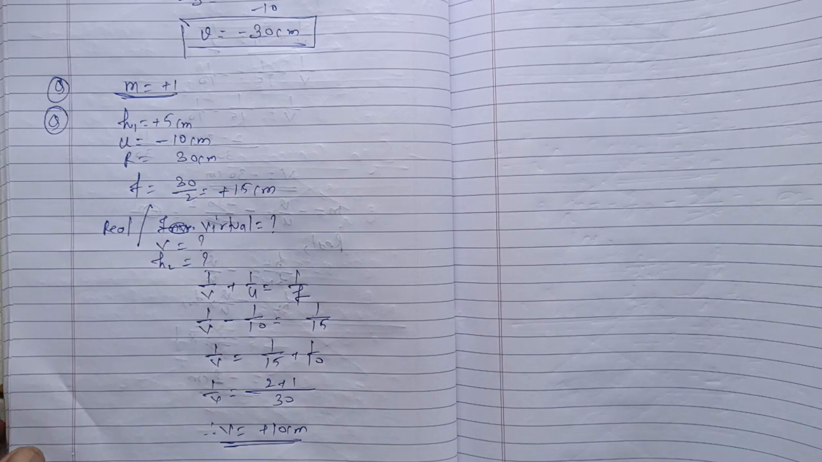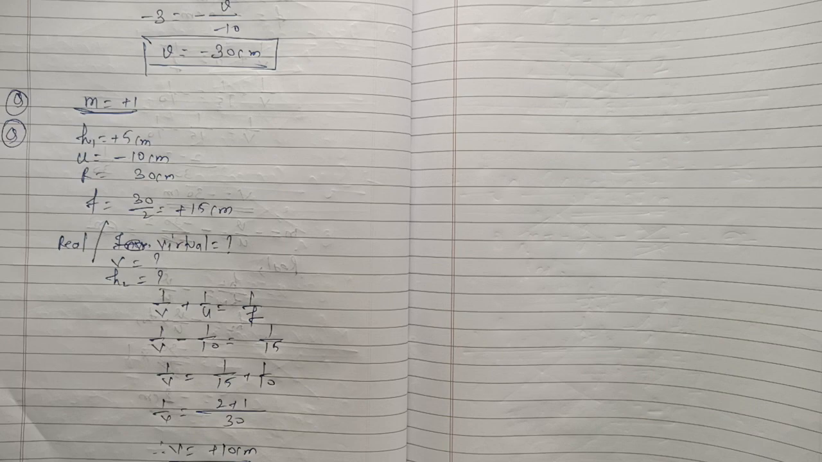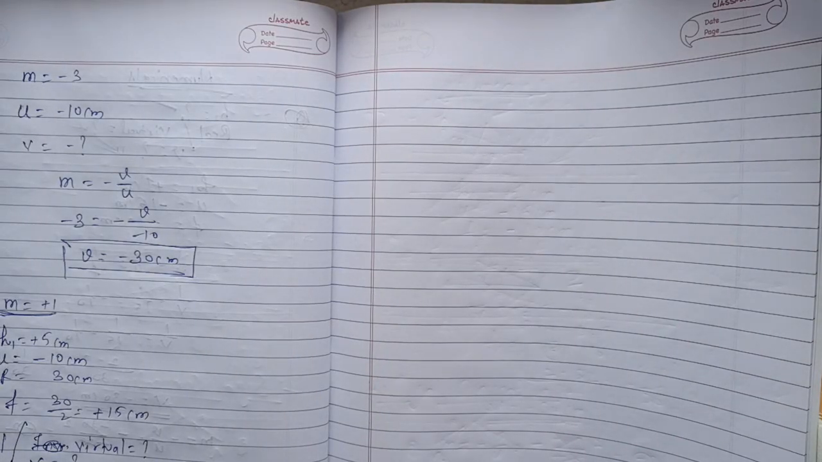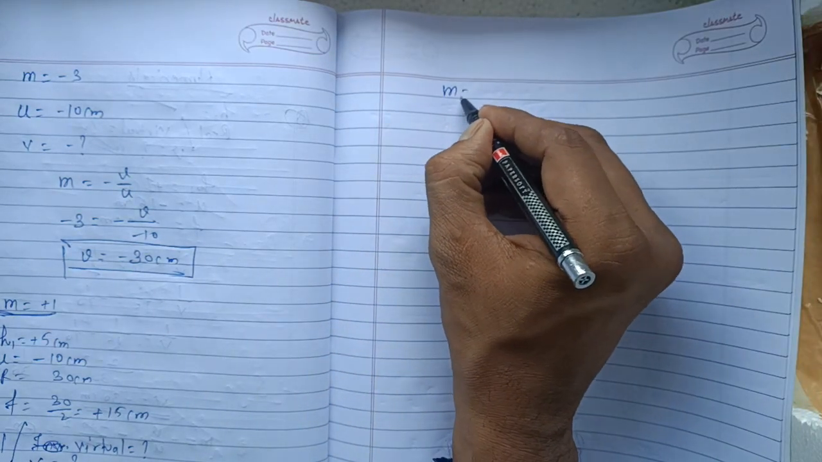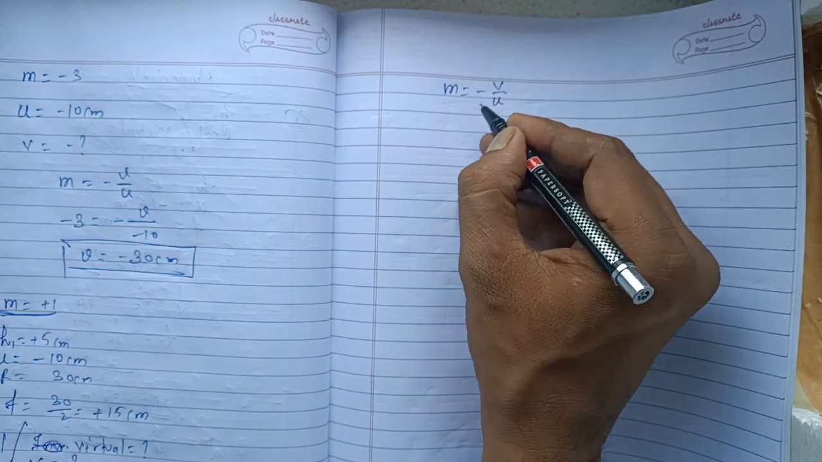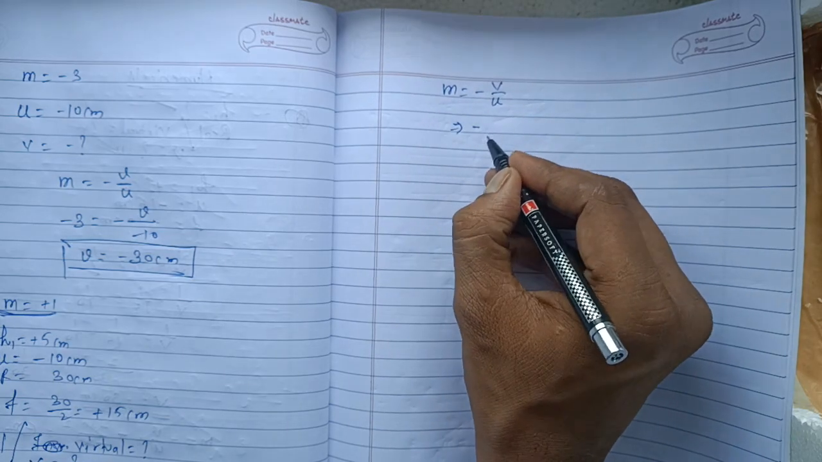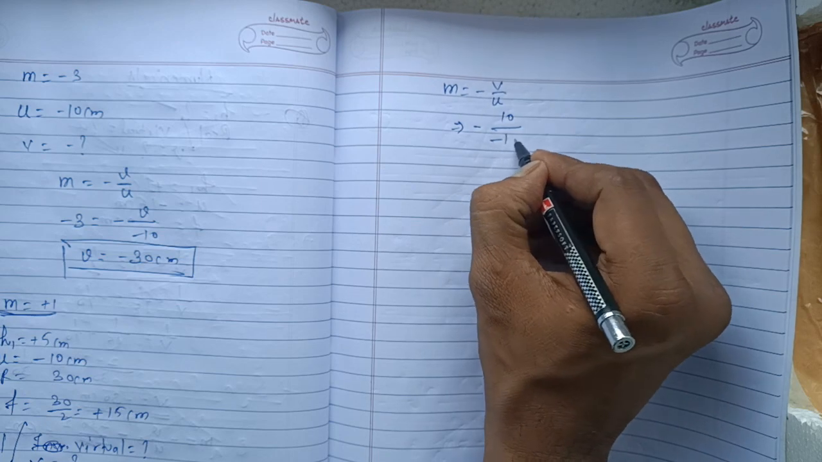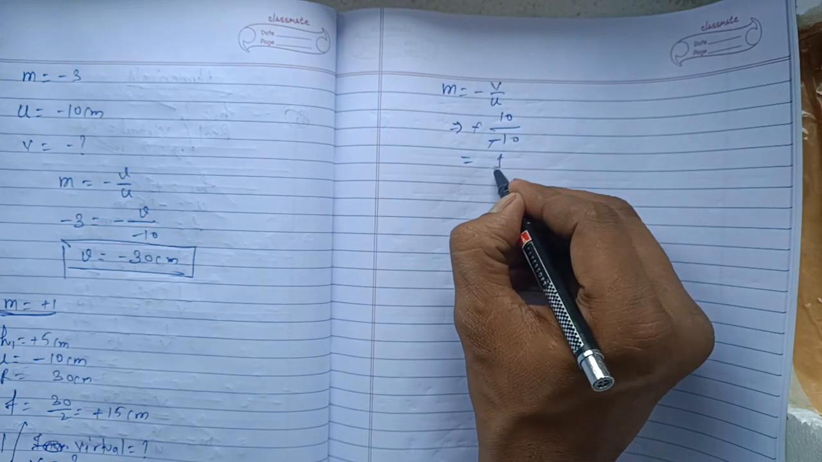So we can say that the image is being formed behind the mirror because the value of v is coming in positive. After that, now we can find m. We know that the formula of m is minus v by u. The value of v has come plus 10 and u is minus 10. So it will be plus 1.